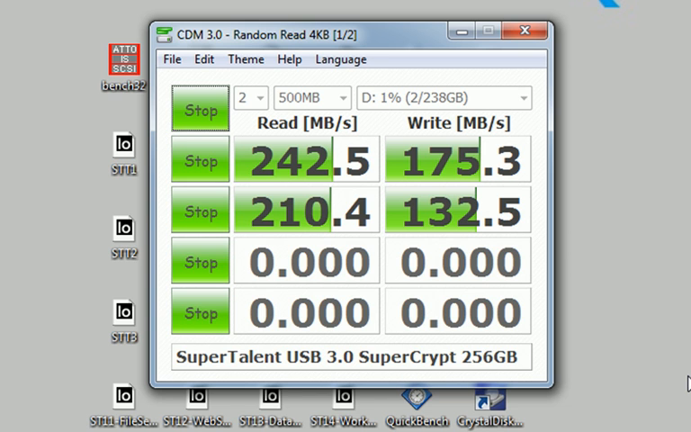It goes up to 256 gigabytes. It starts at 16. In our whole range of products, this one is the most flexible. It goes from 16 all the way up to 256 gigabyte capacity.